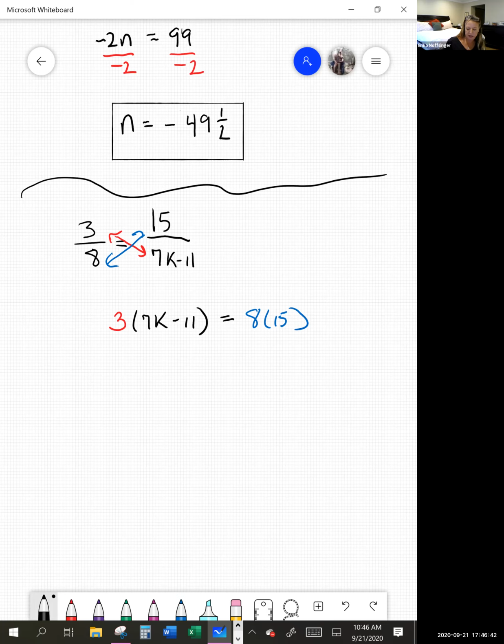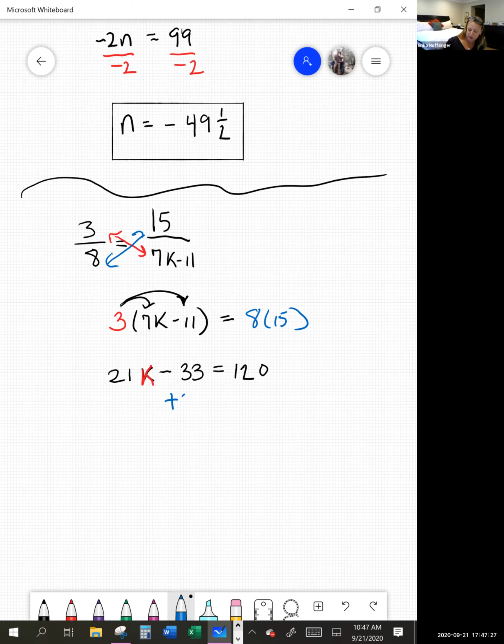Okay, so distribute our 3 times 7k, that's 21k. Minus 3 times 11, so minus 33, equals 8 times 15. So 8 times 5 is 40, carry my 4. 8 times 1 is 8 plus 4, so 120. Okay, can't simplify any further on the equation, so isolate the term with a variable. We're trying to get k by itself. So first thing you would do is get rid of the terms that don't have that variable on that one side. So add 33 to both sides.